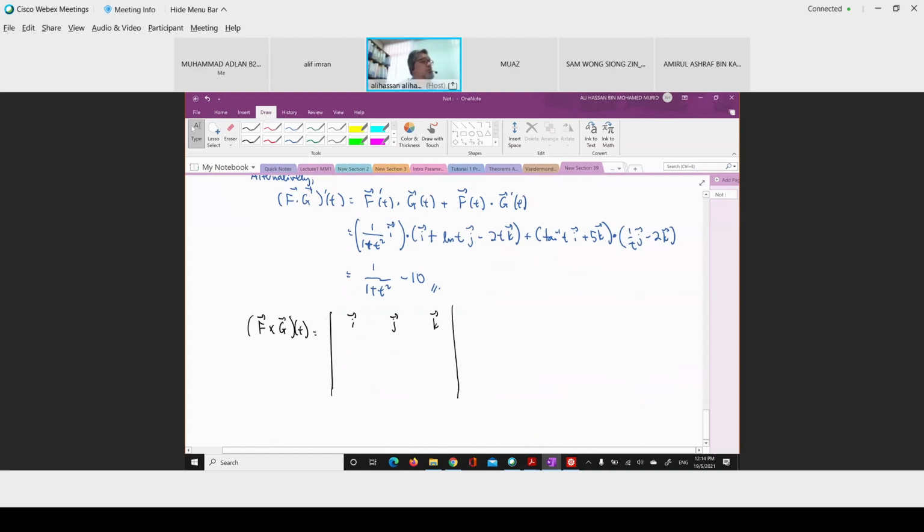The inverse tangent. And the inverse tangent. What else? We have 0, 5 there, right? And the third row is the components of vector g, which is 1 here, ln t, and then minus 2t there, right?